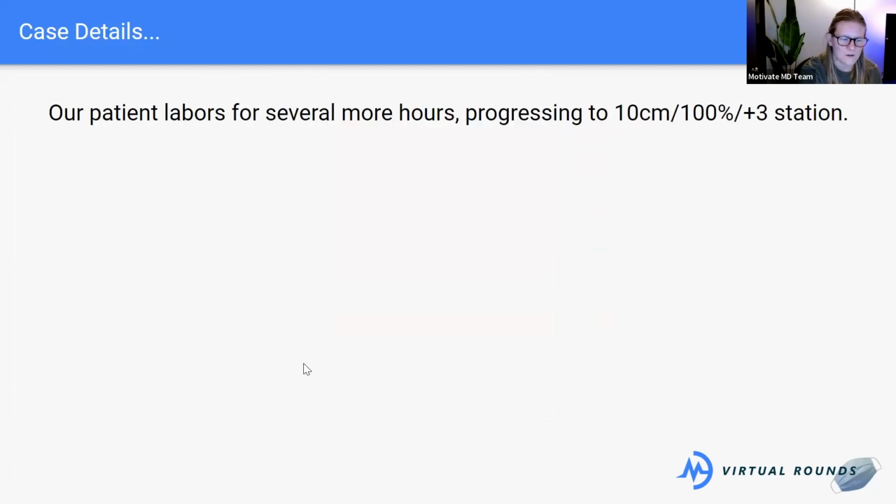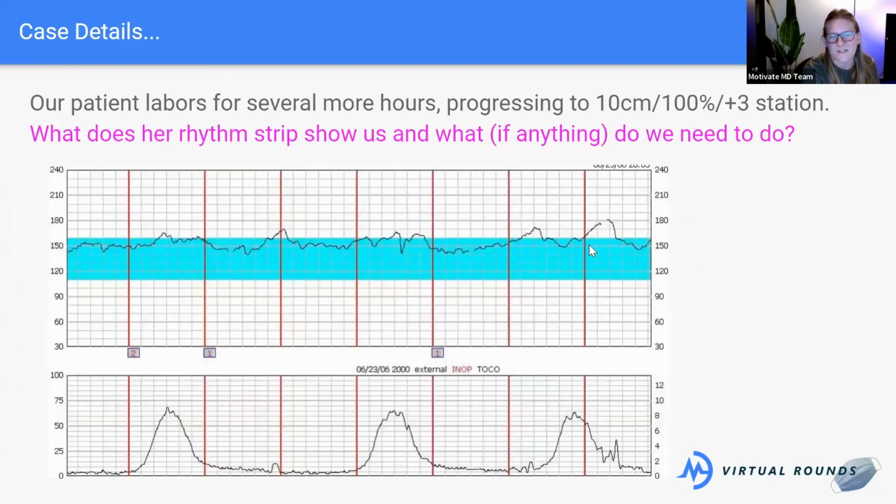Okay, so going back to our case, our patient labors for several more hours and she progresses to 10 centimeters dilated, 100% effaced, and is at a +3 station. Yay. So now we're looking at her baby's fetal heart rate strip and her contractions.